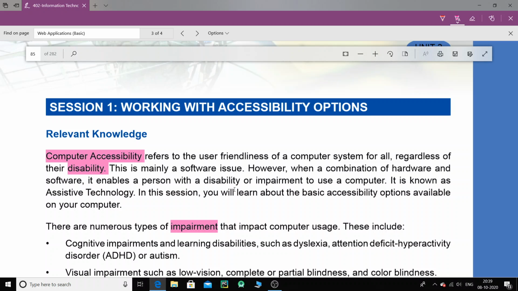Now the first part of the chapter is working with accessibility options. What exactly is this? Computer accessibility refers to the user friendliness of a computer system for all. When we say for all, we mean everybody, including people who have certain kinds of disability. So software is developed in such a way that it should be accessible to everybody, and only then will a software in today's time be called a successful technology, if it can be used by everybody.